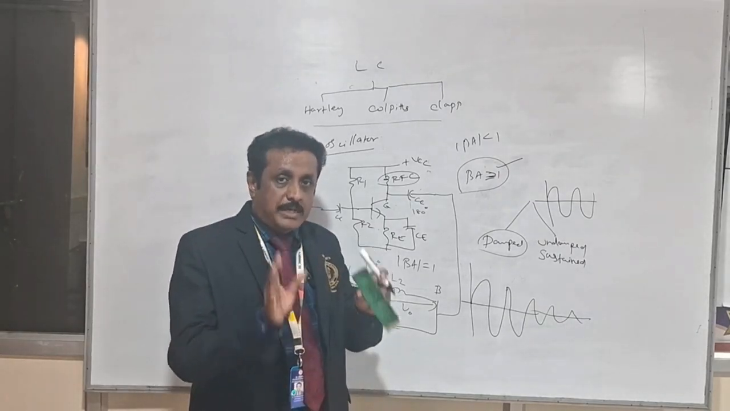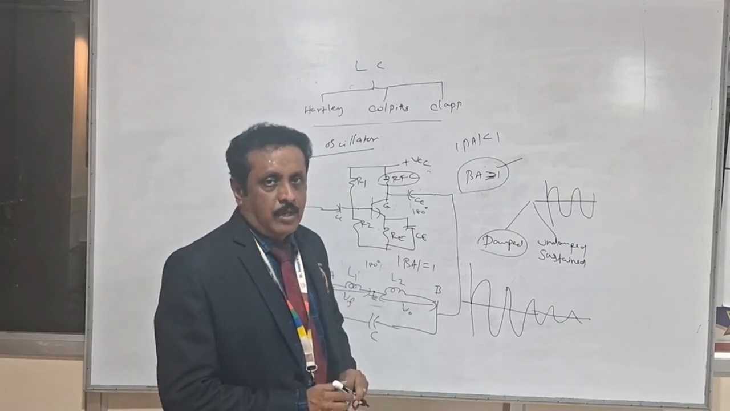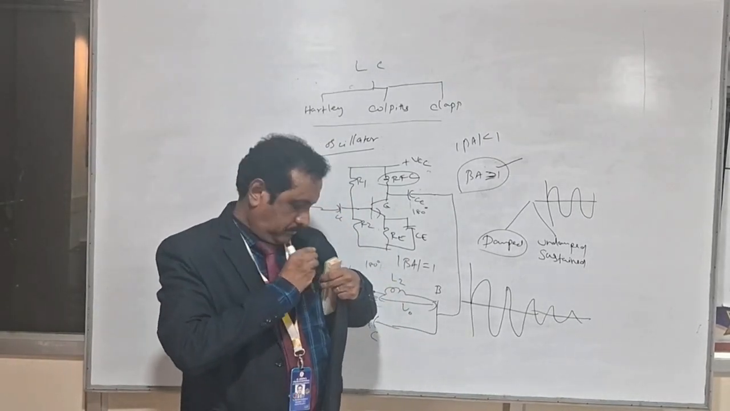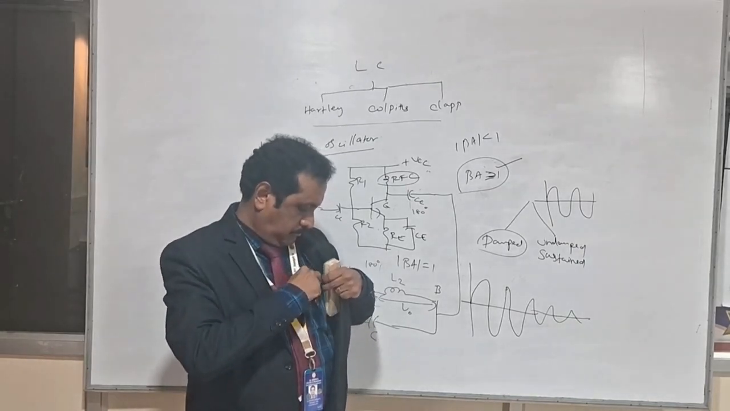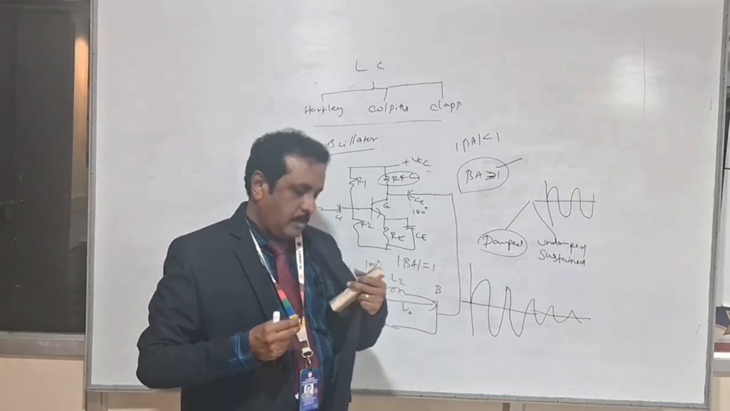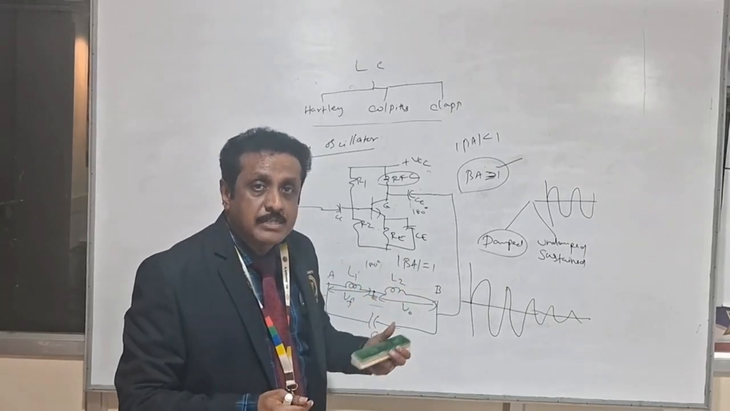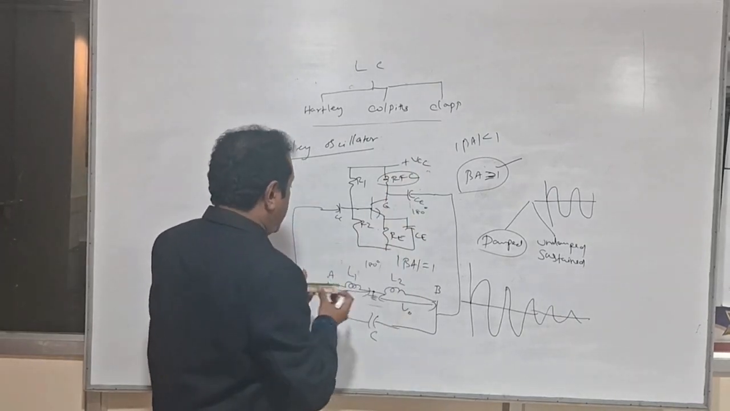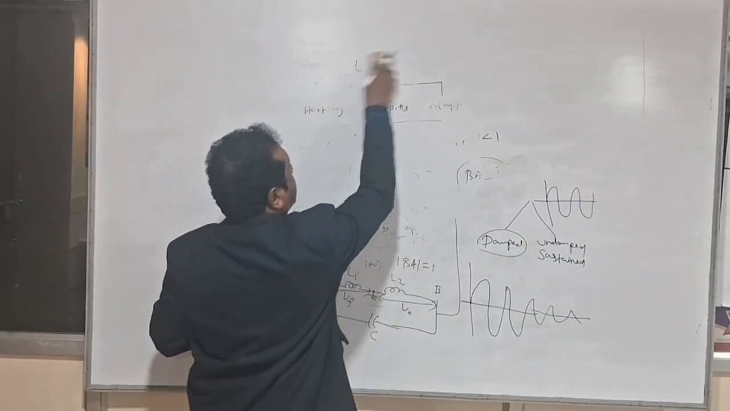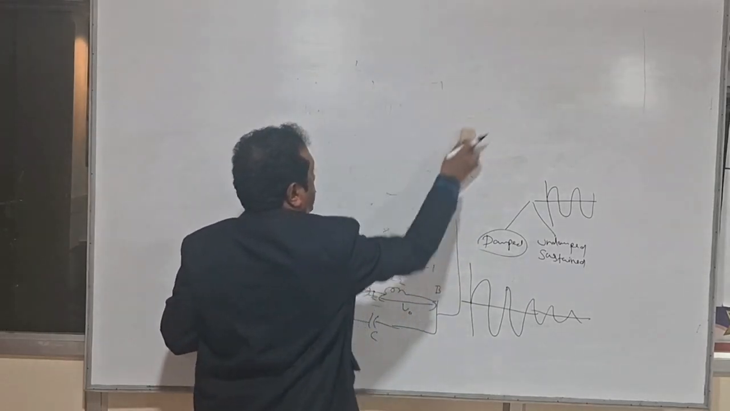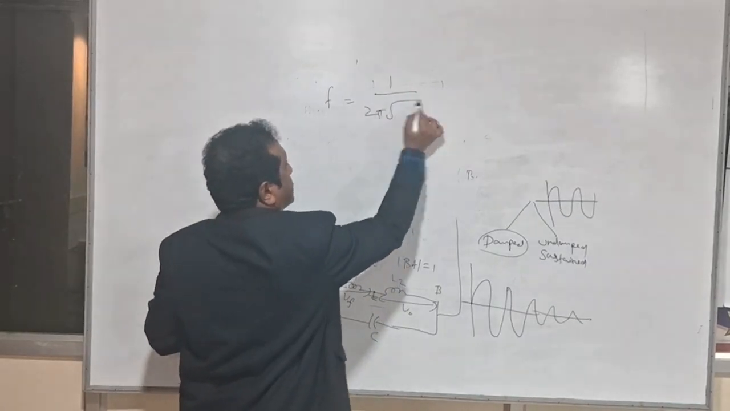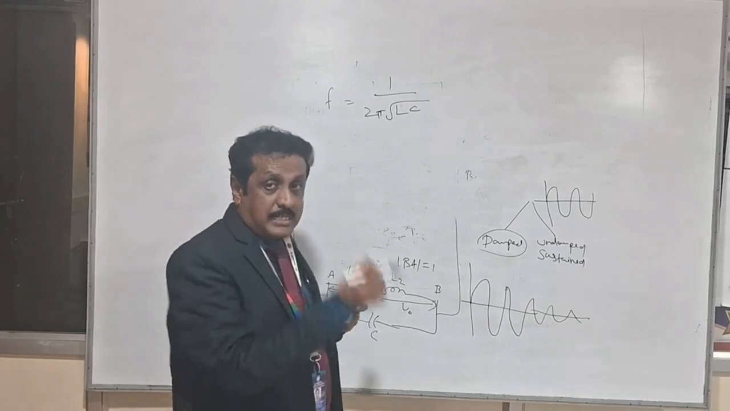That is the working of the Hartley oscillator. Now we'll see the frequency of oscillation of the Hartley oscillator. In the Hartley oscillator, we have two inductors, L1 and L2, and one capacitor. We know the frequency of oscillation of a tank circuit: f is equal to 1 by 2π root LC. That is the general frequency of oscillation of a tank circuit.